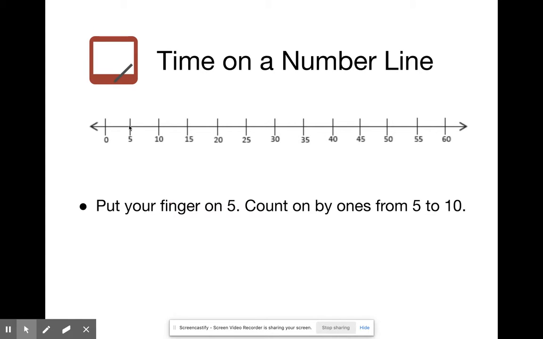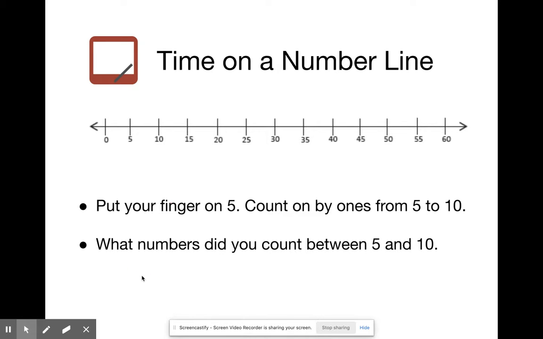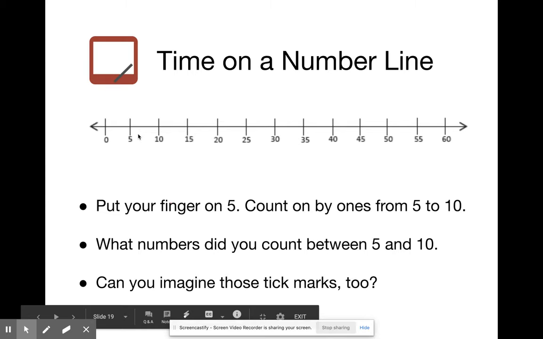All right, put your finger on your number line on 5. Count with me. 5, 6, 7, 8, 9, 10. Okay, so I counted the numbers 6, 7, 8, and 9 between 5 and 10. So we've got to just imagine that those little tick marks are right there.